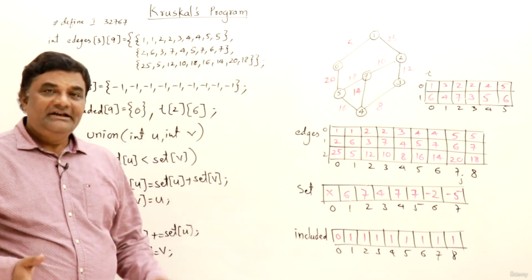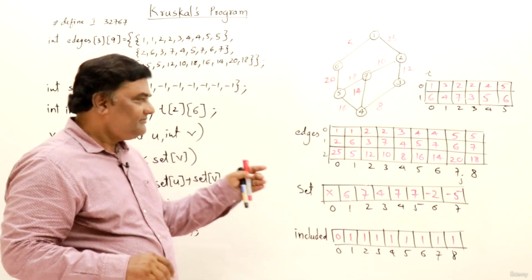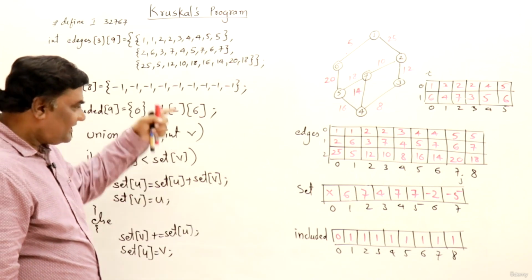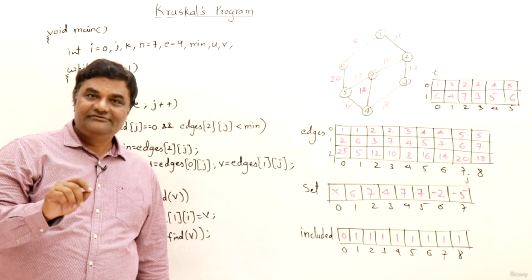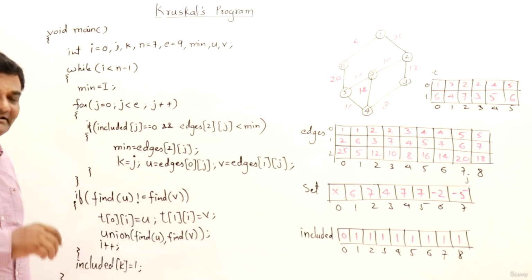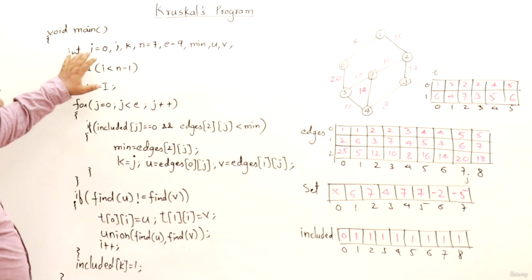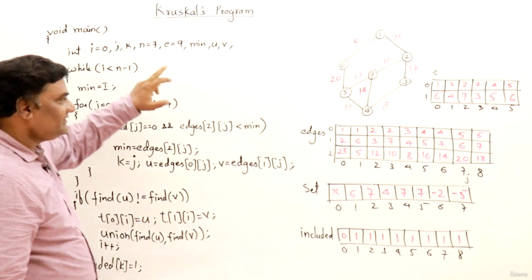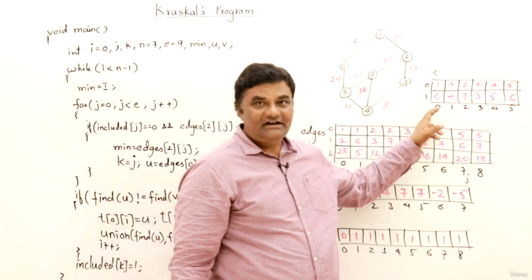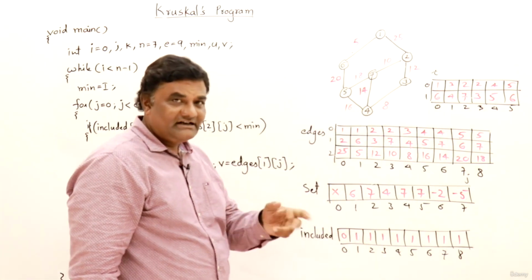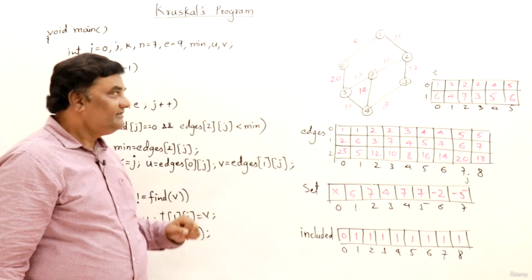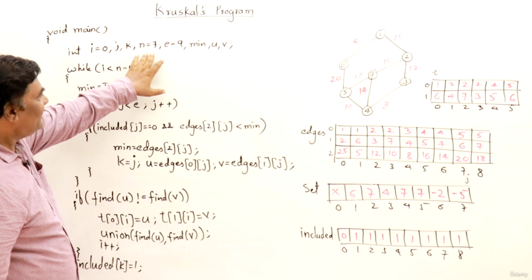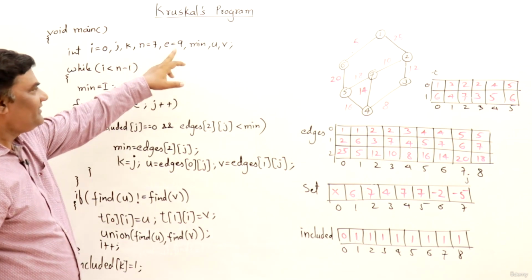Now let us write down the main function for Kruskal's algorithm. The procedure is very simple. I will write on the code and I will explain you. Here I have written a main function for Kruskal's algorithm. Look at this one. See, these are the variables that I will be using. I, for preparing a tree solution, I was using here. That is starting with 0. And as we are including the edge, I will be increasing. Then j, k, n is number of vertices, e is the number of edges.